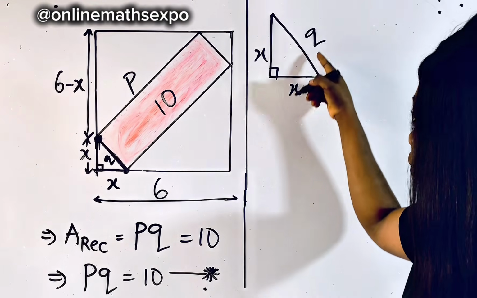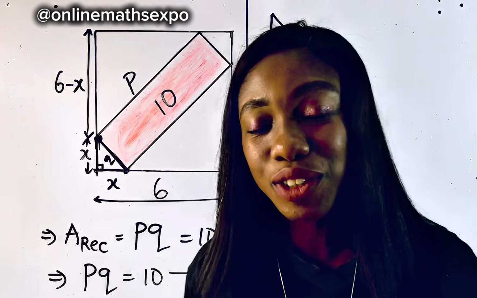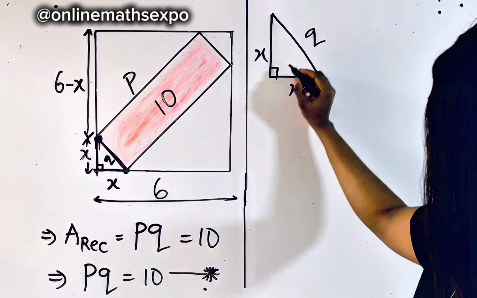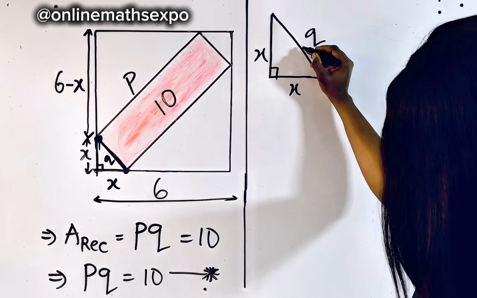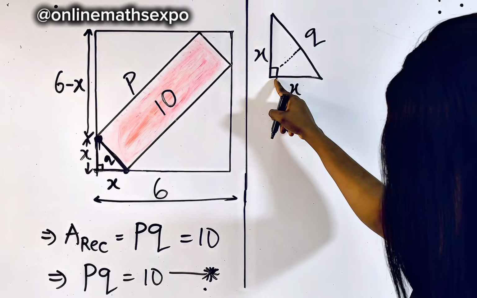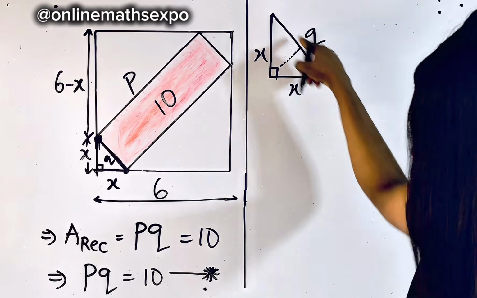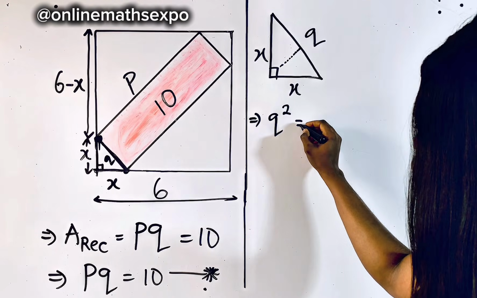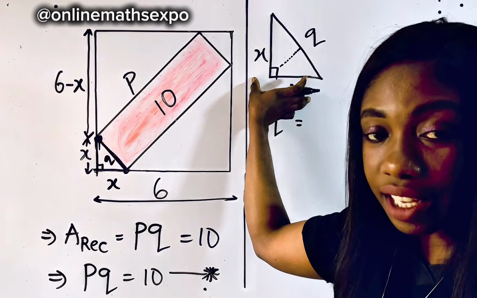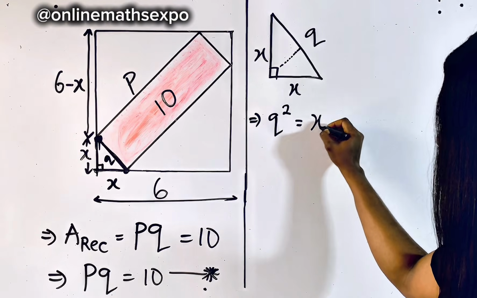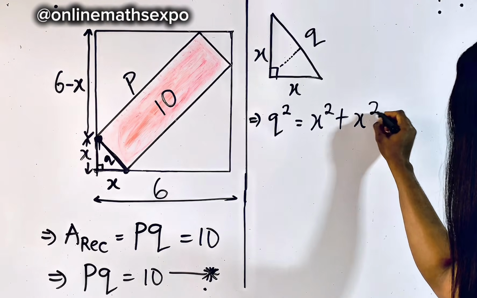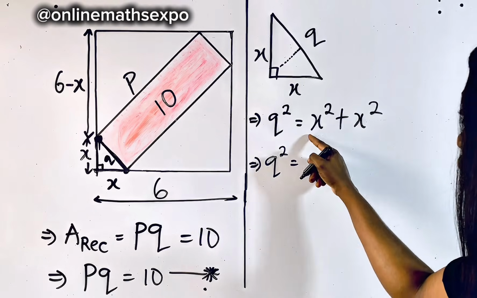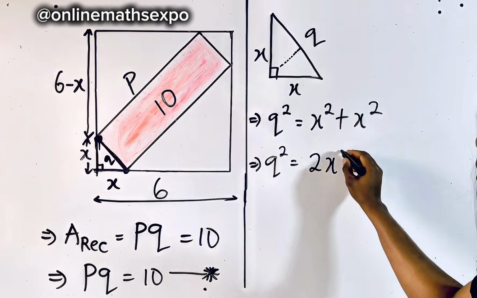Now, whenever you're working with the sides of a right angle triangle, it reminds you of Pythagoras' theorem. This part is the longest side because it is opposite the right angle. Squaring the longest side, we have Q squared is equal to the sum of the squares of the two legs, which gives us x squared plus x squared. If you simplify this, we have Q squared equals 2x squared.